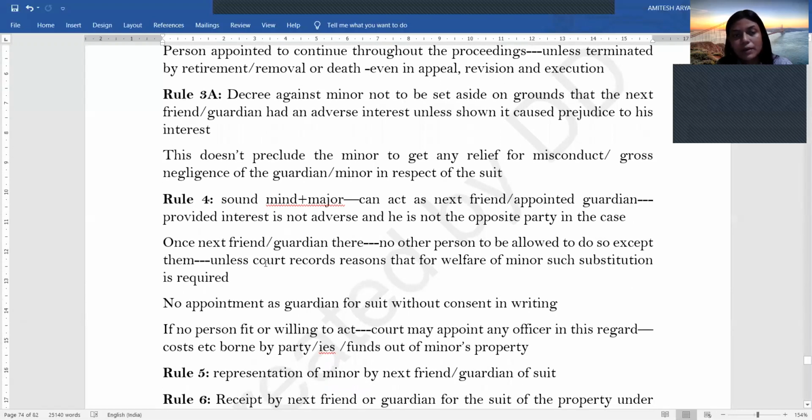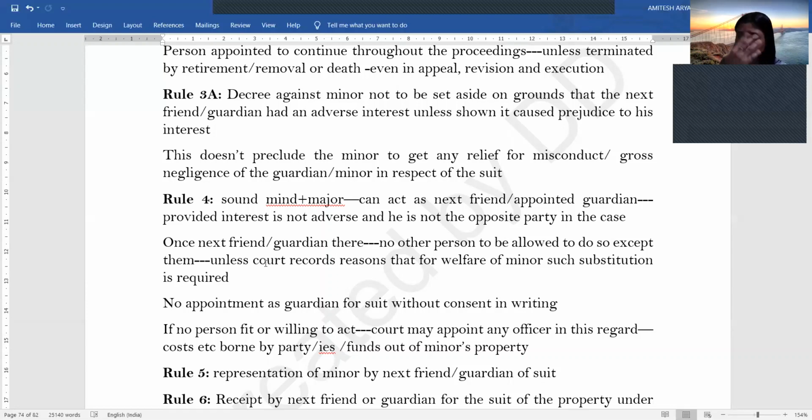Then again, who can be a guardian or a next friend? Who can be a next friend? Sound mind is important. He should be a major. He should not have an adverse interest. He should not be the opposite party in the case. He should give his consent in writing. And if there is no other person, then the guardian will be there.